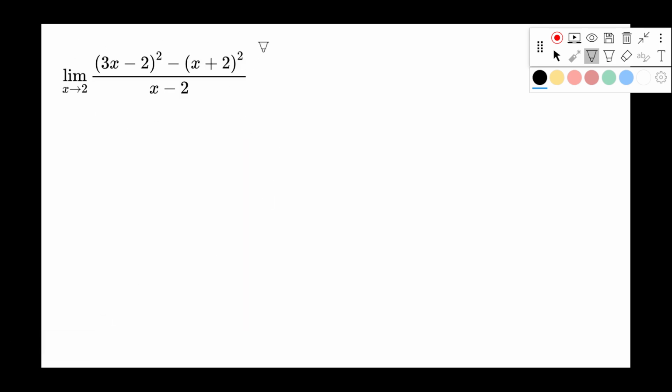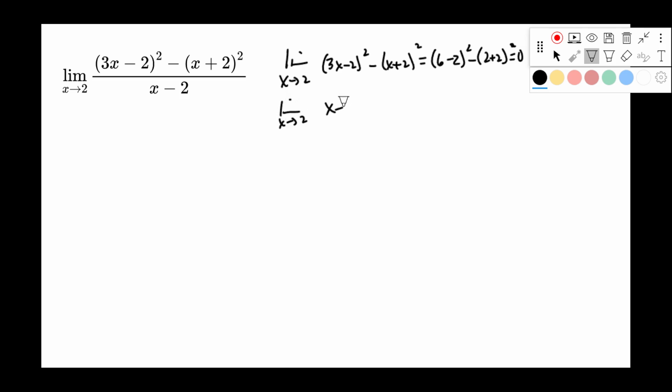All right, so let's start by finding the limit as x approaches 2 of that mess that you see there. So let's take the limit of the numerator first and see what we get. We are going to get, looks like 6 minus 2 squared minus 2 plus 2 squared, which is 0. And then underneath, limit as x goes to 2 of x minus 2, also 0. 0 over 0 is indeterminate.